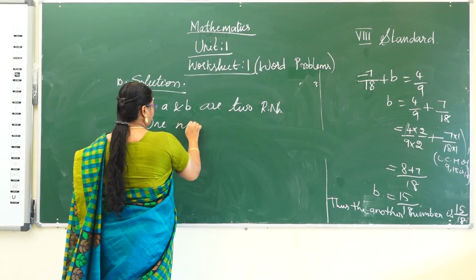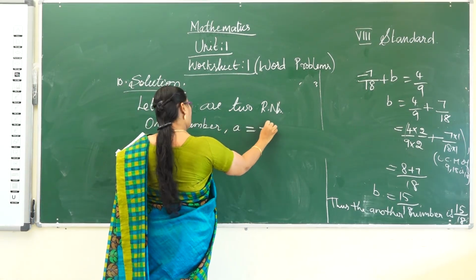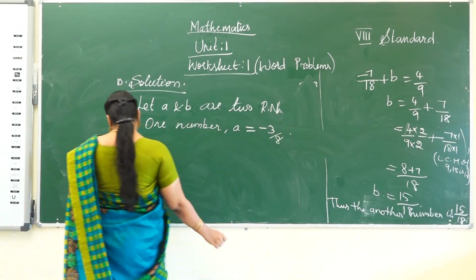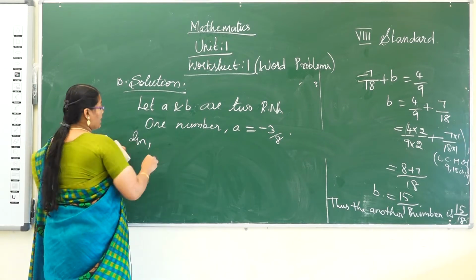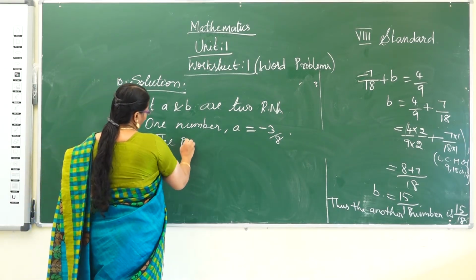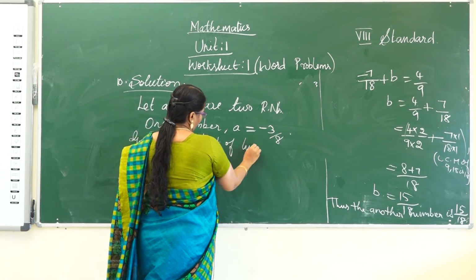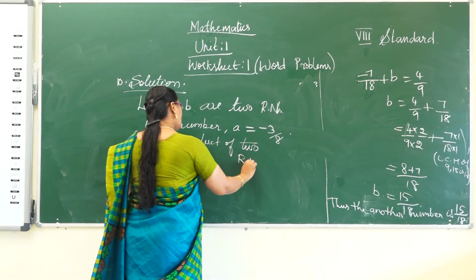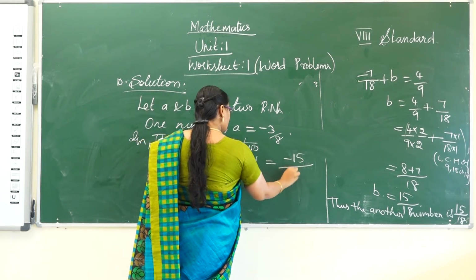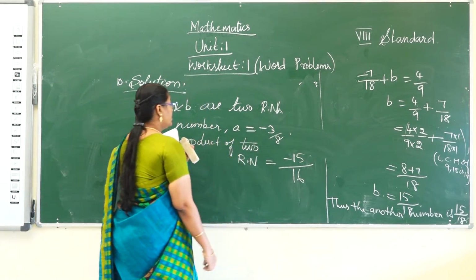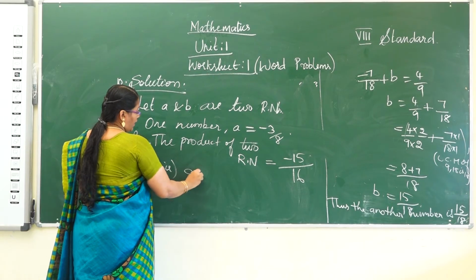Then one number A is equal to, what is given? Minus 3 by 8. So what is given? The product of two rational numbers is equal to minus 15 by 16. So the product means multiply A and B.